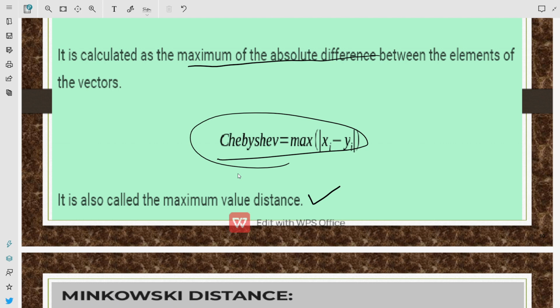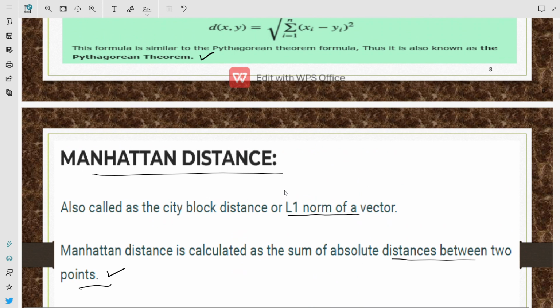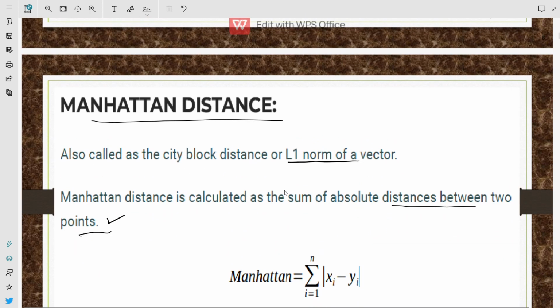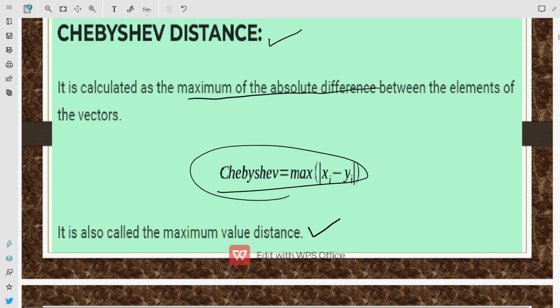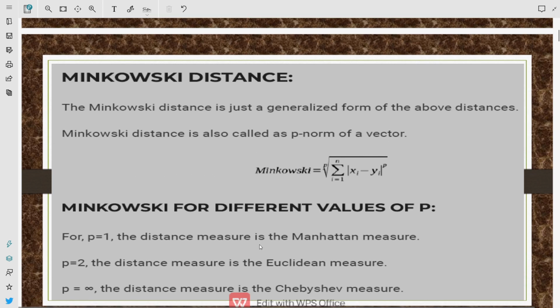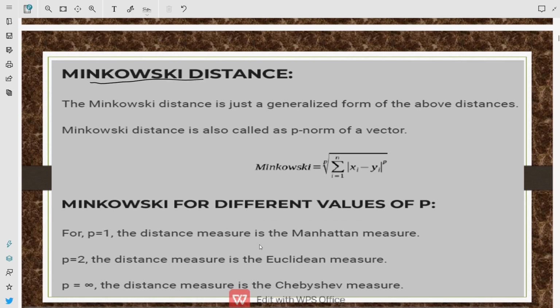Okay, so Manhattan, see here, three notations are involved. Manhattan distance is the L1 norm of a vector, Euclidean distance is the L2 norm of a vector, Chebyshev distance is the maximum value distance. Okay, and then here is the main thing, that is Minkowski distance, which we popularly use in machine learning algorithms.